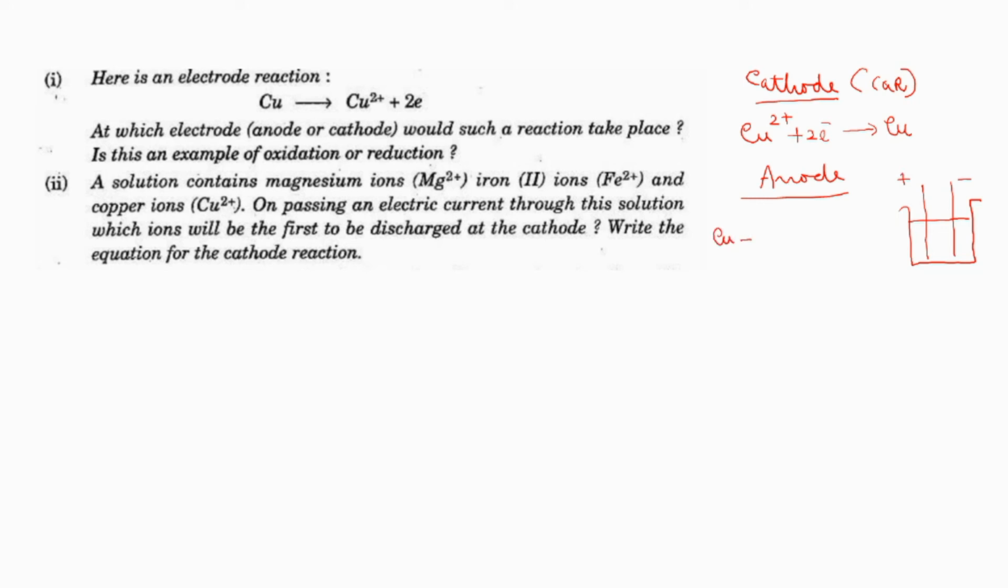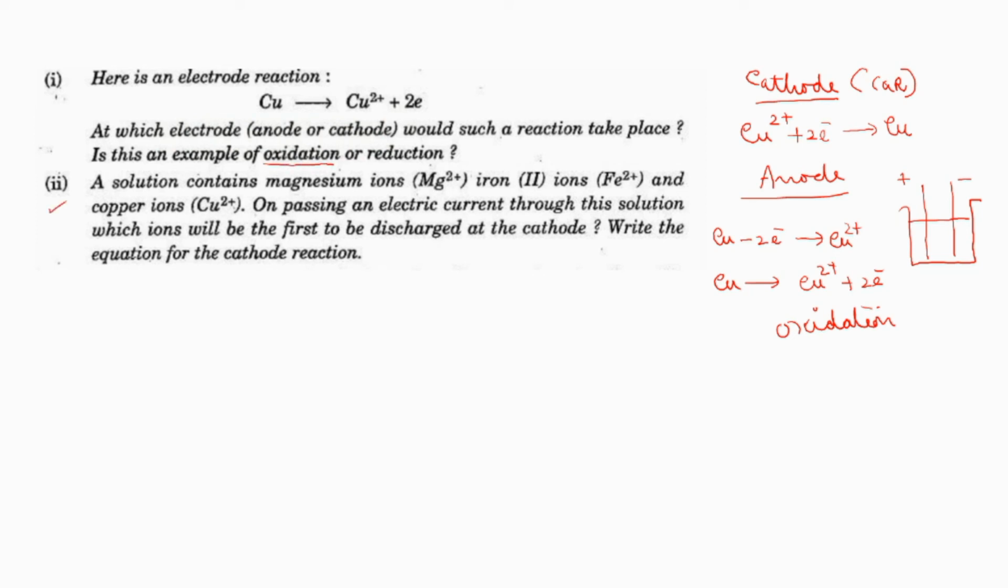Copper will be losing 2 electrons and will be getting converted into Cu2+ ion. The same reaction can also be written as copper getting converted into Cu2+ plus 2 electrons. So whenever you get this kind of question, remember this is not gain of electrons, but actually copper is losing electrons. So it is undergoing an oxidation reaction, and at the same time, this reaction will be taking place at the anode. Clear? Is this an example of oxidation or reduction? Definitely, it is an example of oxidation. So you should remember that.